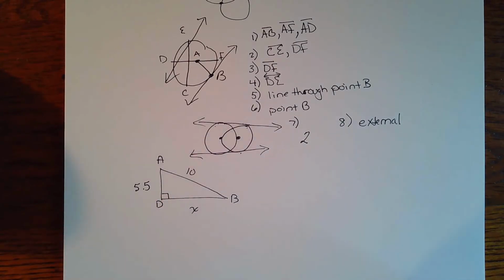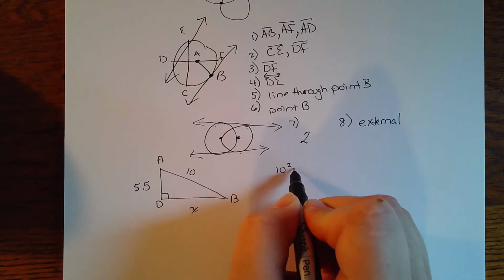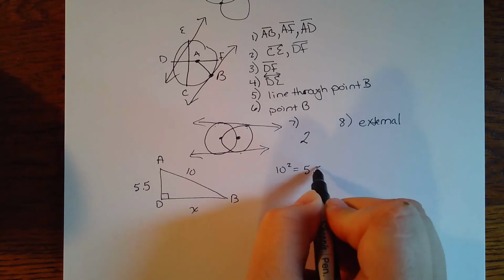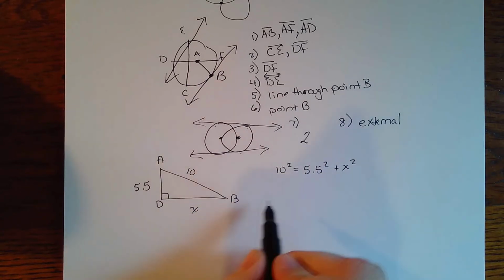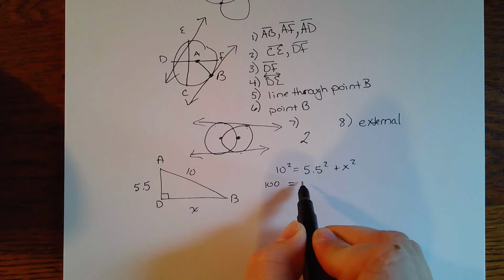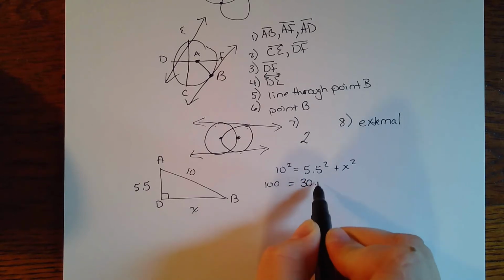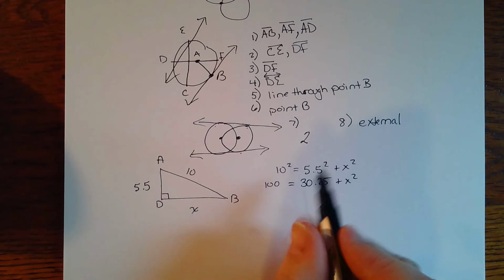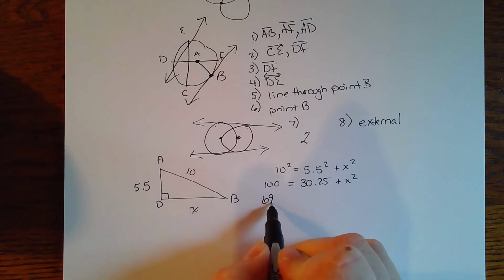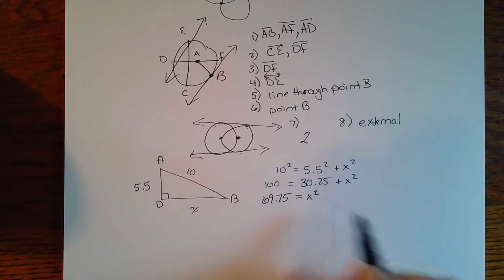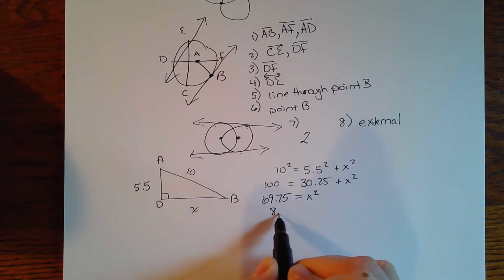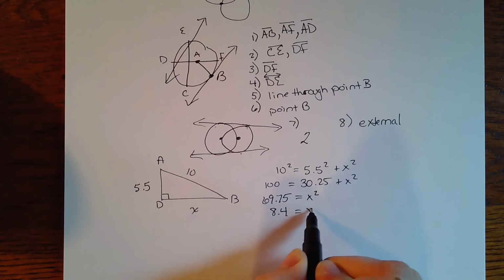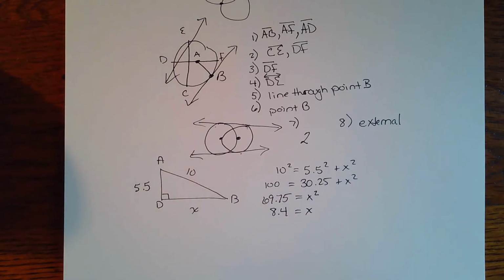So I'm going to use Pythagorean theorem. So 10 squared equals 5.5 squared plus X squared. So this is going to be 100 equals 30.25 plus X squared. So when I subtract this across, this is going to give me 69.75 equals X squared, which is going to give me 8.4 for X. So X is 8.4. So for number 10, it's the same concept.